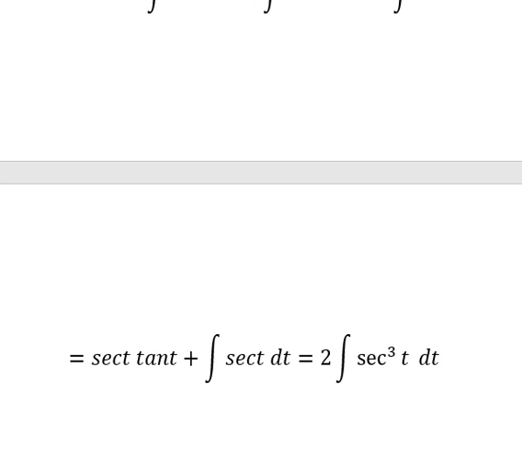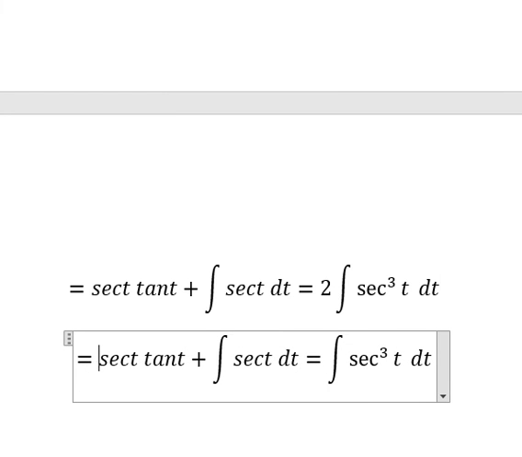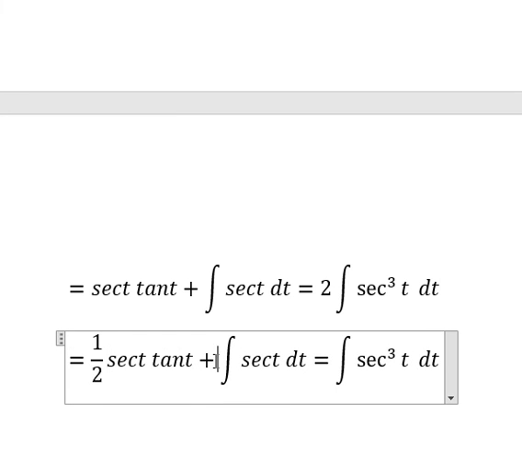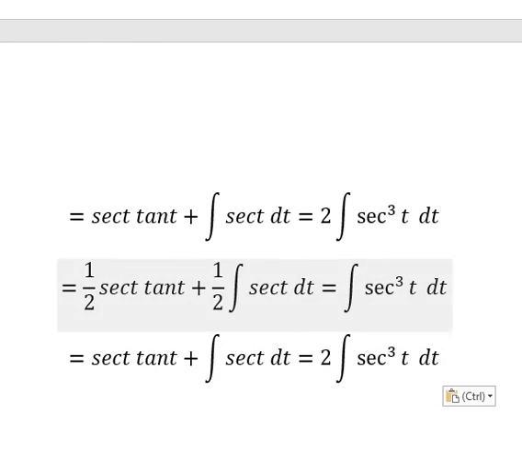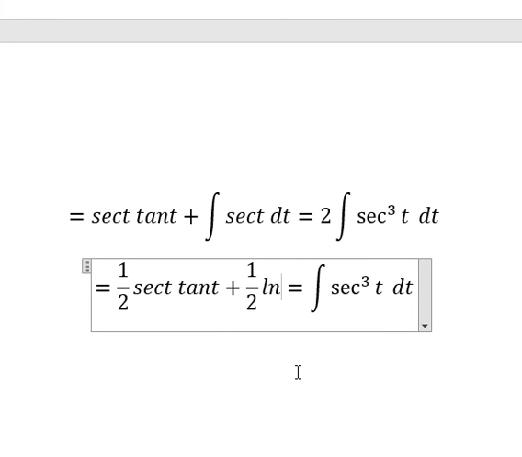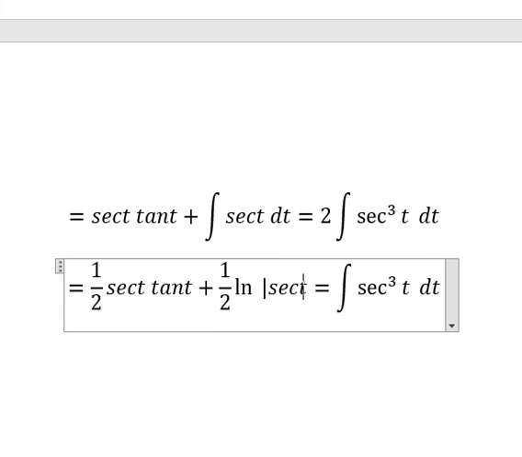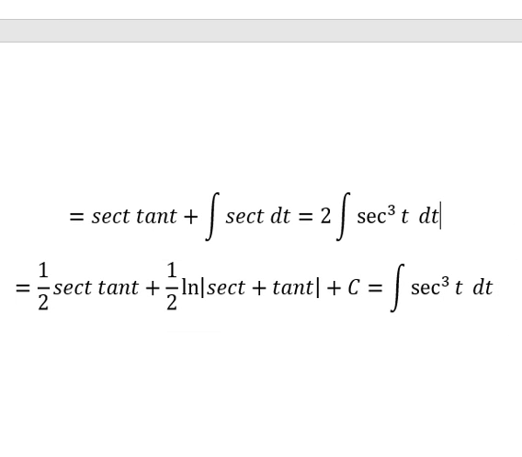Next, we divide both sides by number 2. So this one, that is Ln of the absolute value of secant of t plus tan t, and I will put plus c.